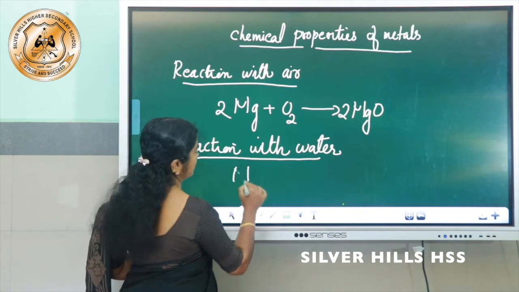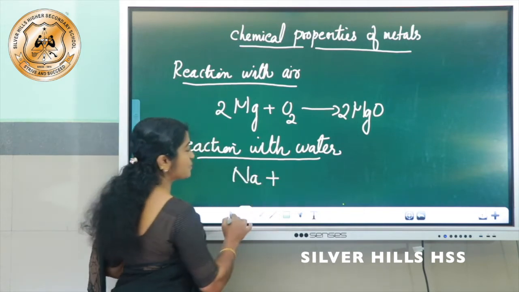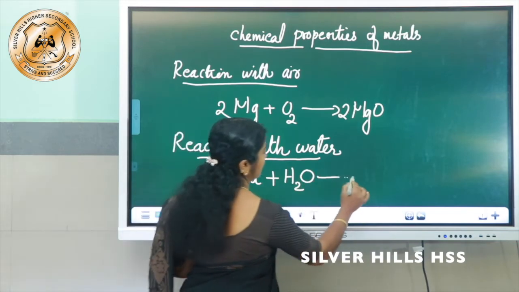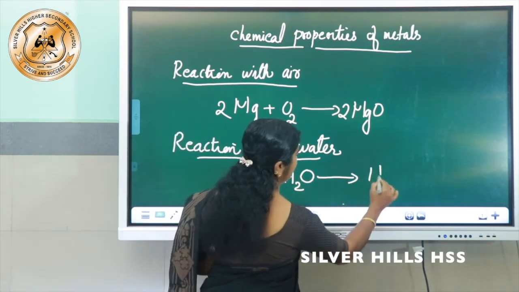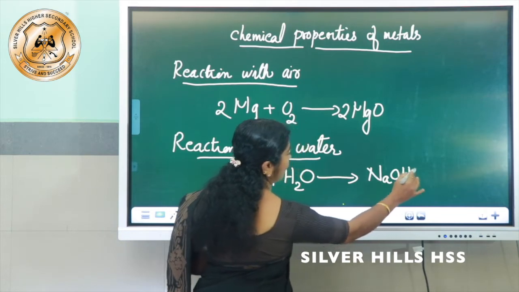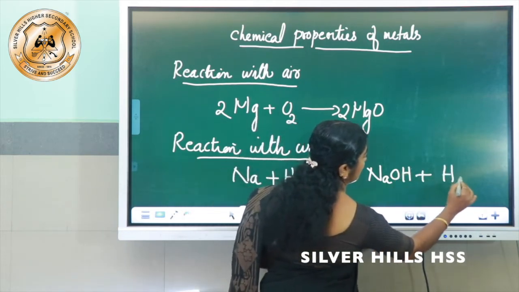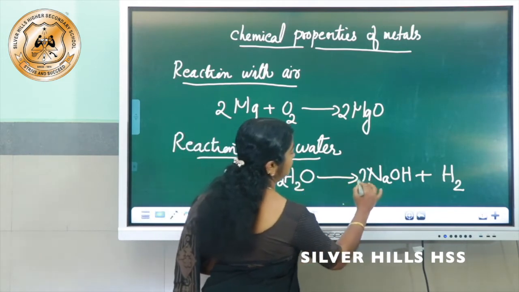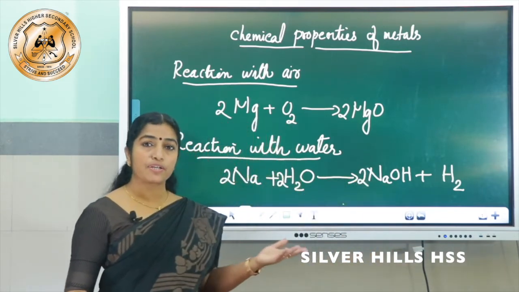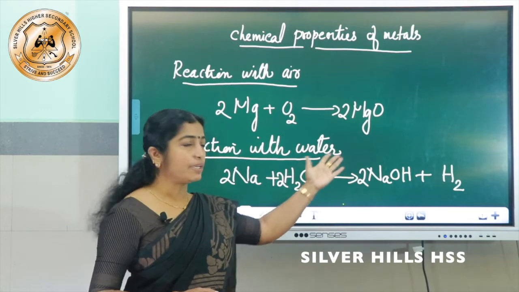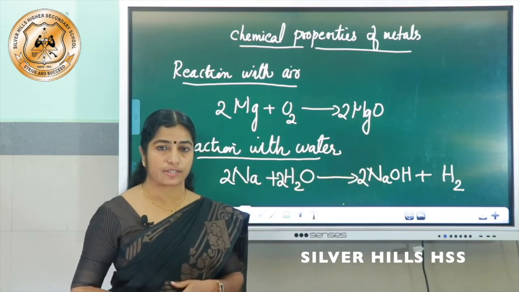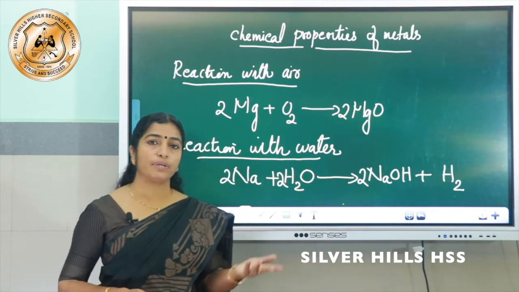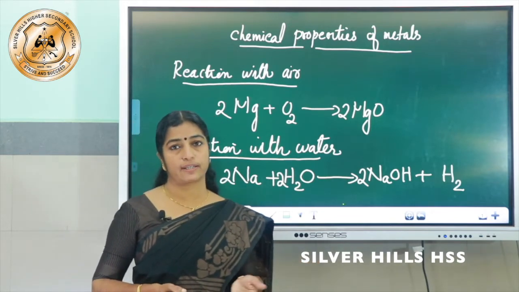So let us take sodium. When we place a piece of sodium in water, it runs on the surface of the water and disappears after some time. That is, it reacts with the water to form sodium hydroxide, and hydrogen gas is released. In the same way, potassium reacts with water to form potassium hydroxide, and hydrogen is released.